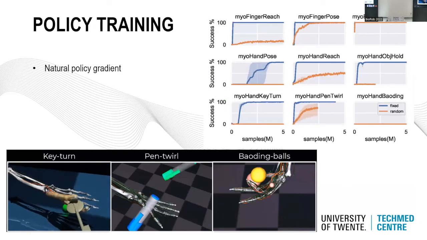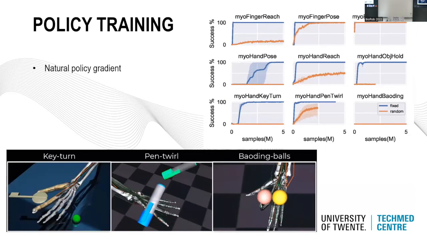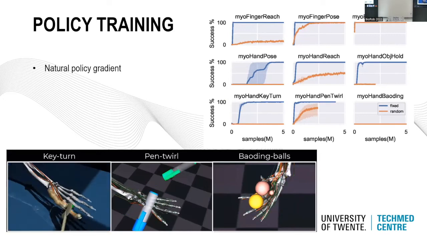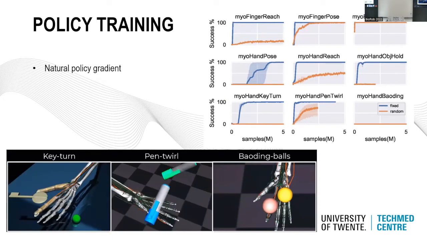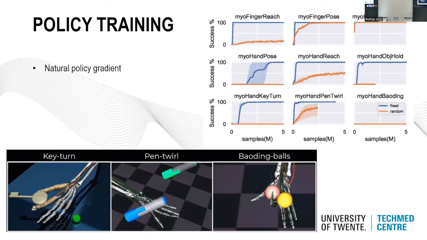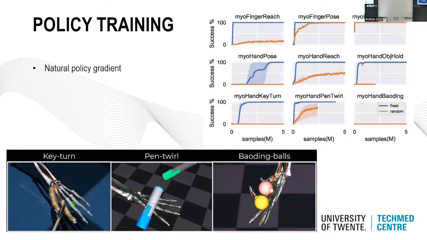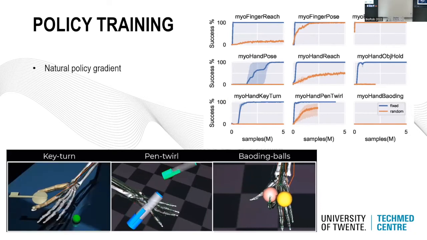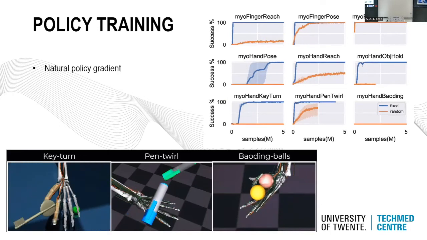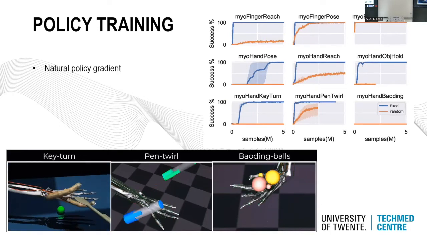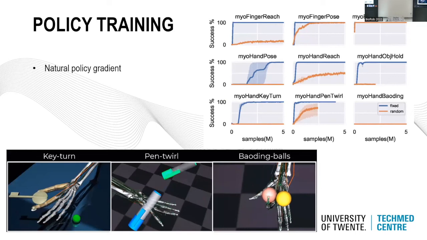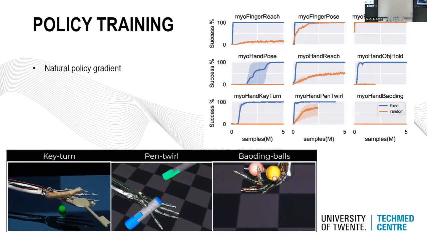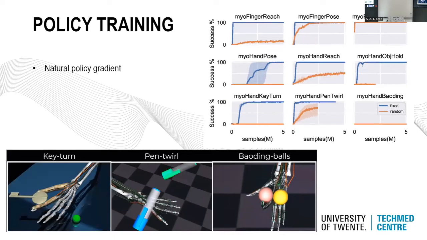So once we have this simulation working, we try to train our neural network using reinforcement learning and to find the best policy possible using natural policy gradients on different tasks. So we look at finger reaching. We had two models, a model of the wrist and hand, and a model of the elbow. So we look at, can we control the elbow? Can we control the finger? Can we reach with the finger? We also looked at more difficult tasks such as turning a key, moving a pen, or moving two balls inside our hand.